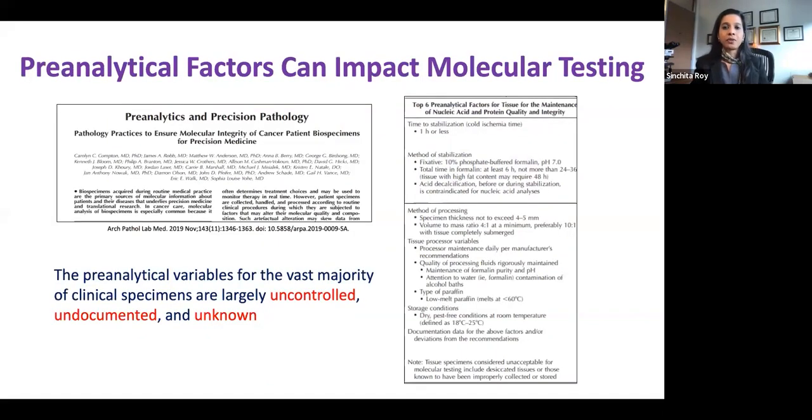And this was a review article that came out looking at FFPE specimens and how the molecular integrity of samples will depend on how that specimen is processed, what fixative you're using, how long it's been sitting before it goes into fixative, how long it's been sitting in formalin. All of those things actually play a huge role.